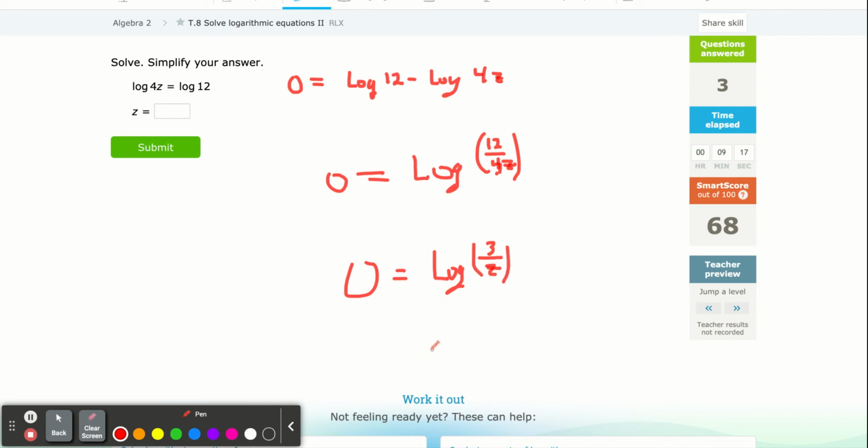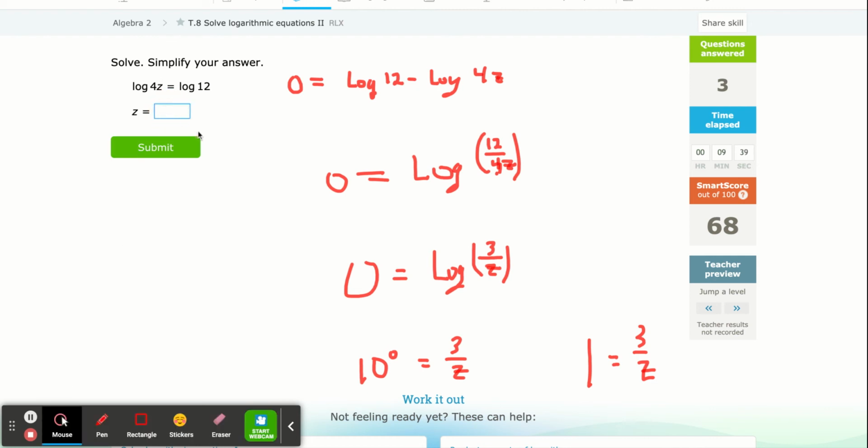And now it's common log, so the base is 10, raised to the 0 power, this is my exponent, equals 3 over z. Well, 10 to the 0 power is 1. 1 equals 3 over z, multiply both sides by z, and we find out z must be 3.